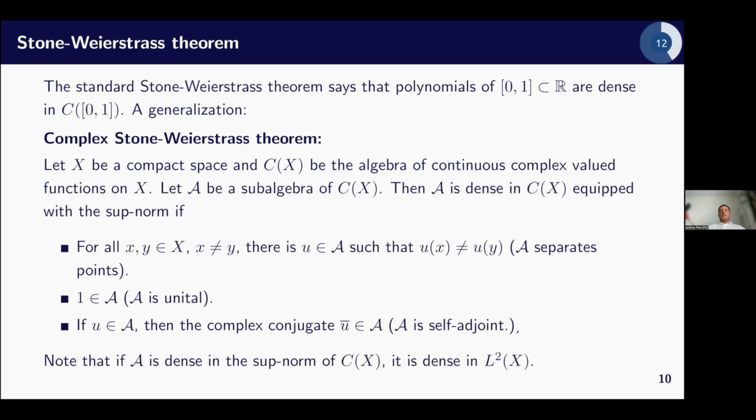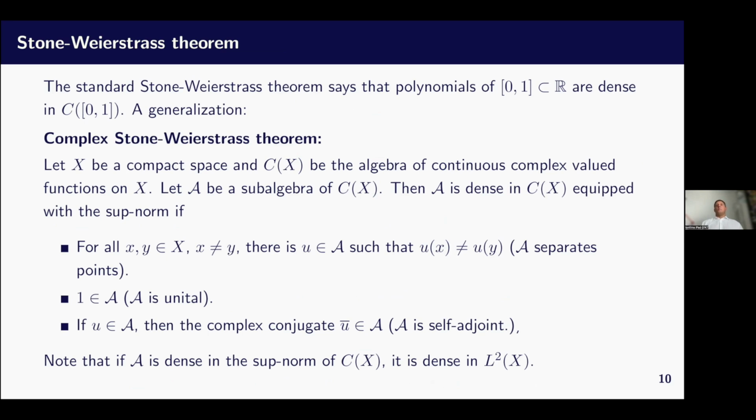Okay, still nothing about this Stone-Weierstrass theorem. But before I go there, let's recall the theorem itself. So the standard Stone-Weierstrass theorem says that polynomials on the unit interval are dense in the continuous functions on that interval. A well-known generalization is the so-called complex Stone-Weierstrass theorem. And it goes as follows.